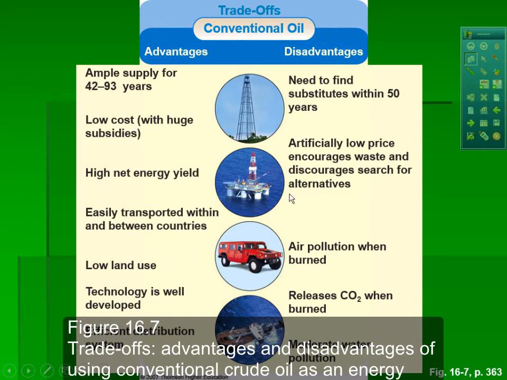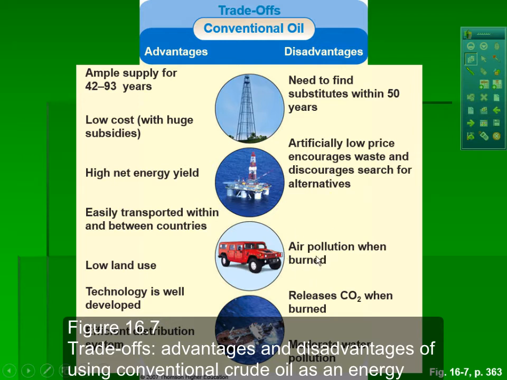The disadvantages, and what I find really interesting, is that all of the disadvantages match back to the advantages, which tells me that perhaps the advantages are not as clear-cut as we think. So, for example, yeah, we have almost 100 years left, but within 50 years, we're going to have to start finding new options, right? Low cost, but it's hugely subsidized, so it's kind of an artificial low price, right? It's cheap, so you waste it, you don't really start looking for alternatives, but if we take away those subsidies, oil would be a huge increase in price.